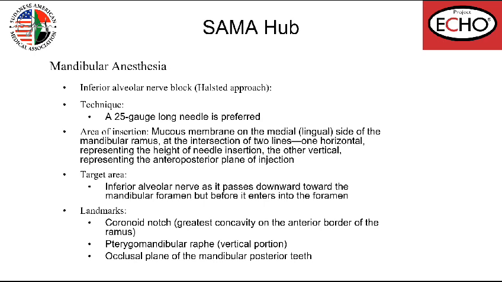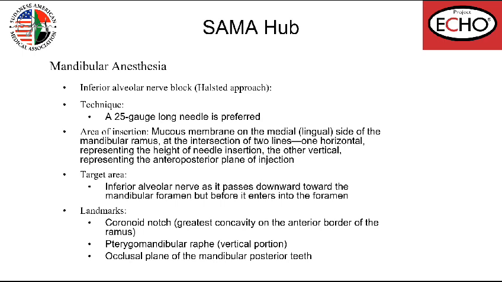So as we mentioned, it's a block. So we are targeting the nerve trunk. The nerve trunk has a canal in the mandible, the inferior alveolar canal. We are targeting the inferior alveolar nerve trunk before entering the canal.